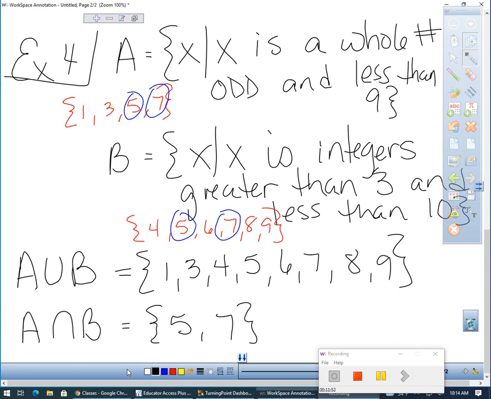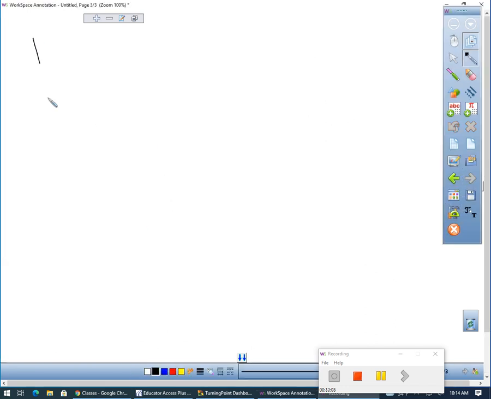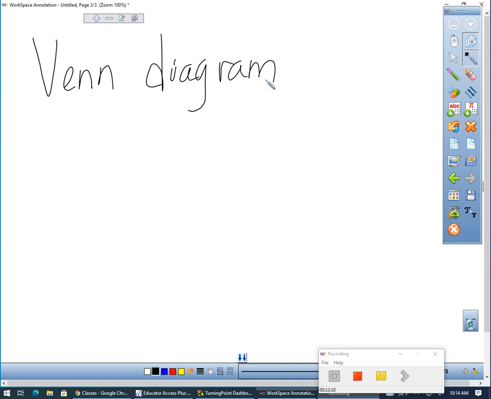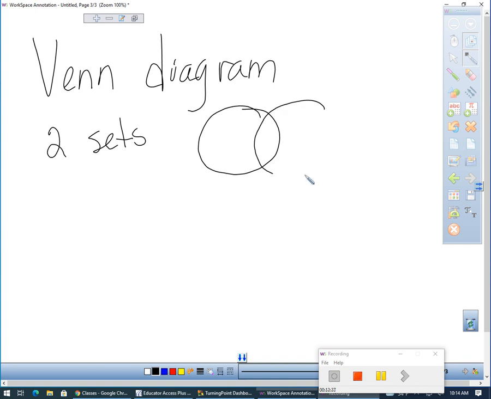Okay. All right. So the next thing I want to talk about is a Venn diagram. When we talk about a Venn diagram, the number of sets is the number of circles. Okay? In a Venn diagram, if it's 2 sets, then you would have 2 circles overlapping with this section right here as that's the intersection, right? That's what both sets have in common, is that middle section right there.